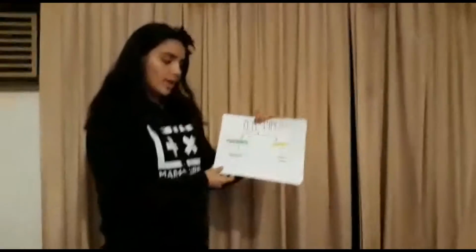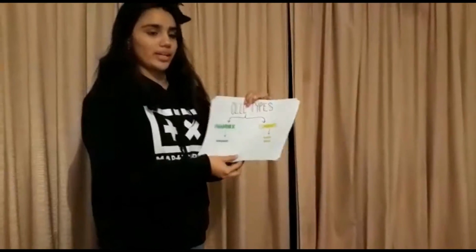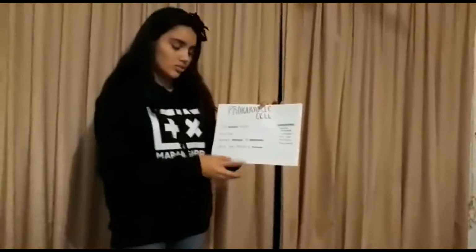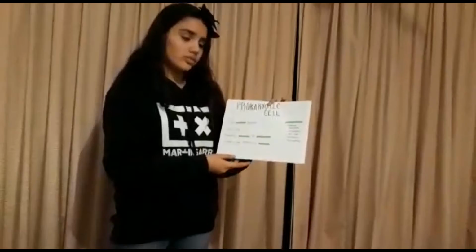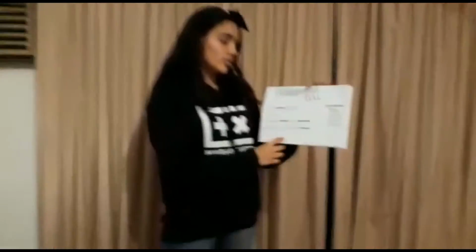Now we're going to talk about the cell types. There are two different types of cells: the prokaryotic, which in common are bacteria, and the eukaryotic, which are animals and plants. We're going to start with the prokaryotic cells. The characteristics are that this type of cell doesn't have a nucleus. They're unicellular, they reproduce asexually or parasexually, and the genetic material is in the nucleoid. The components of a prokaryotic cell are the plasma membrane, the cytoplasm, the cell wall, the nucleoid, and the ribosomes.